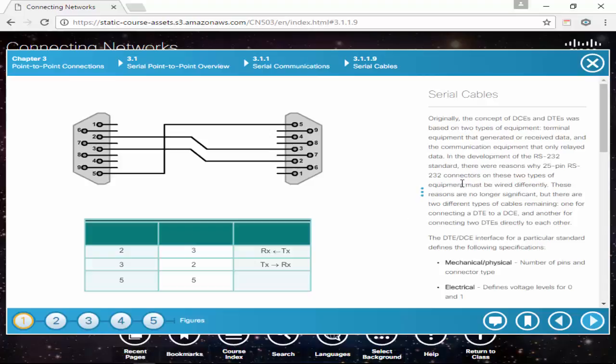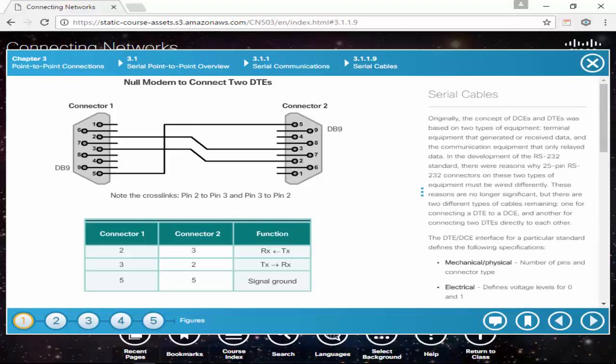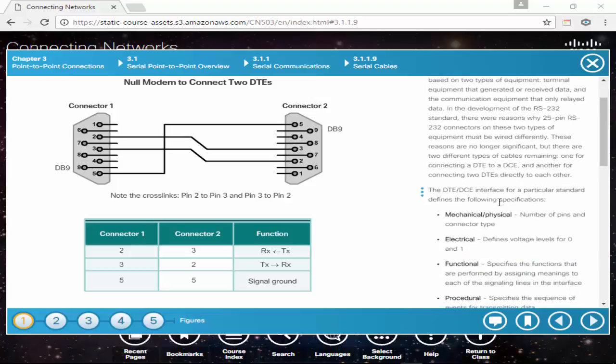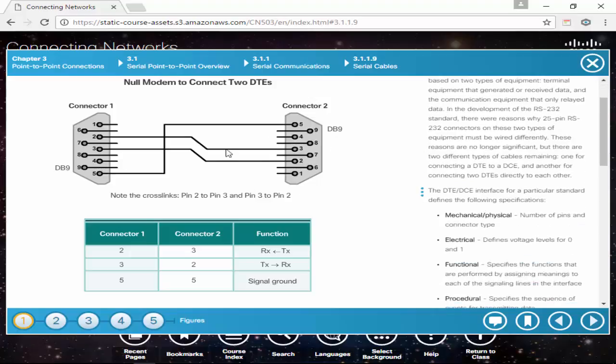Alright, so then we have our serial cables, right? Alright, so this is just a long explanation that a typical cable is DTE to DCE. Basically, all this is saying is that it crosses over, so we can connect one DCE end to a DTE end to a similar device pretty easily. But if we're going to use two DTE ends, it takes a special cable that has to be rewired.